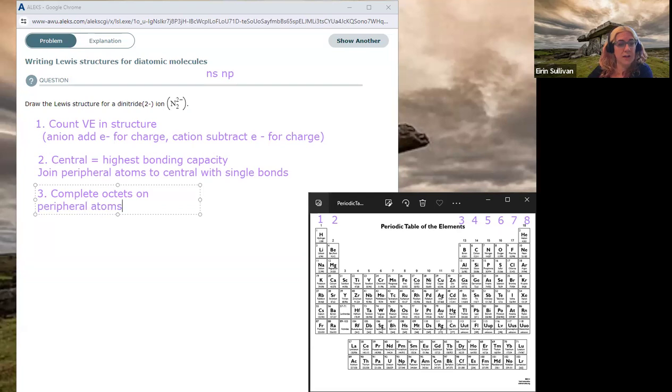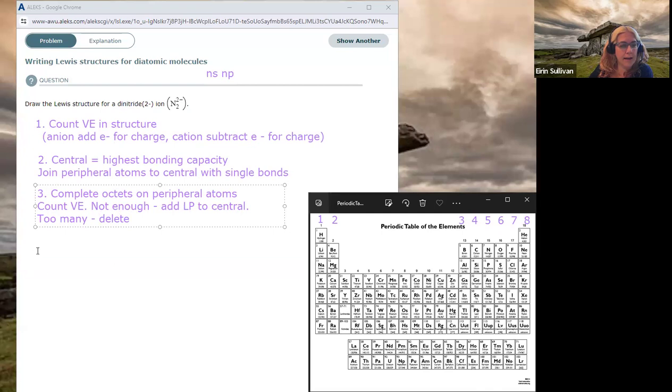And then you're going to have a quick count up of your valence electrons and see if they match what you wanted in step 1. So count valence electrons. If there's not enough, you can add lone pairs to the central atom at this point. If there's too many, well, delete some. Too many, delete, delete, delete.